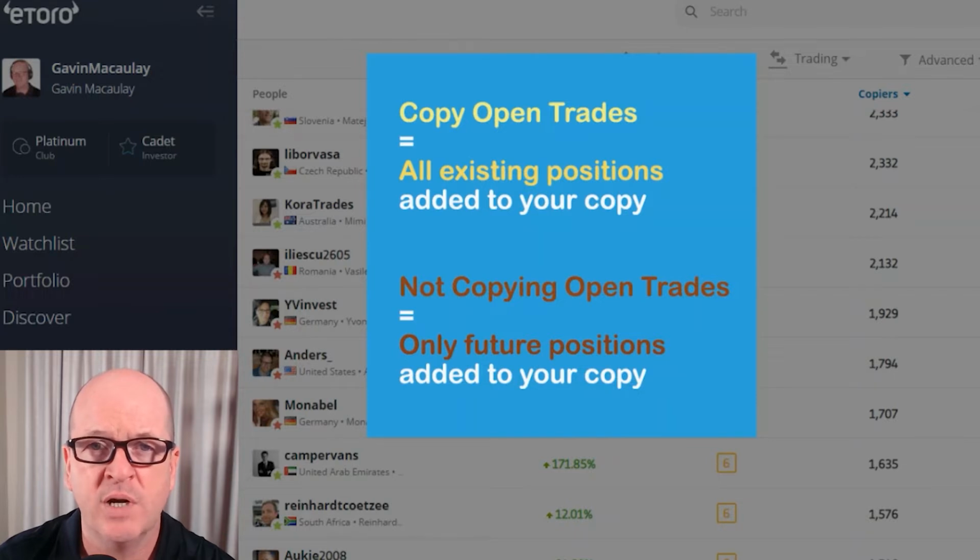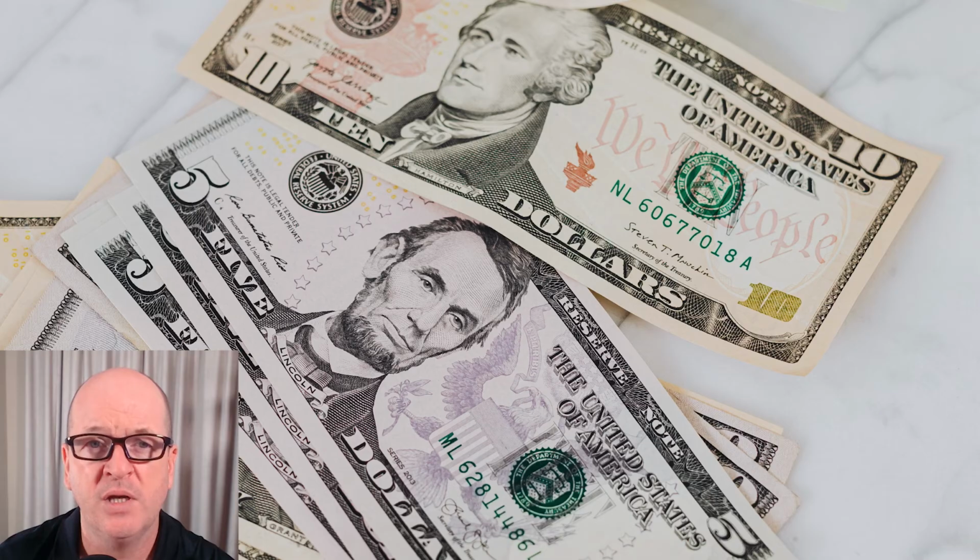Not copying open trades means the money you're allocating will only be used up on future trades the PI makes. On day one of the copy, you won't get something that looks like the PI's portfolio. Only future positions the PI enters will be added to your copy. So, little by little, your portfolio will build. Your money won't be used up until the PI has entered enough positions to have used up your cash.